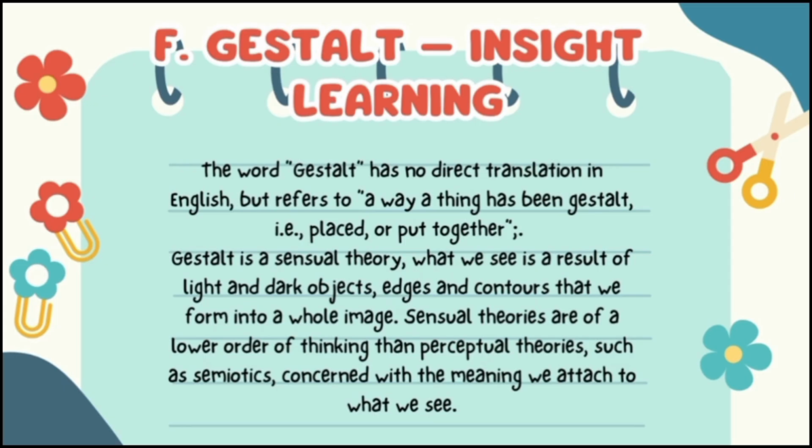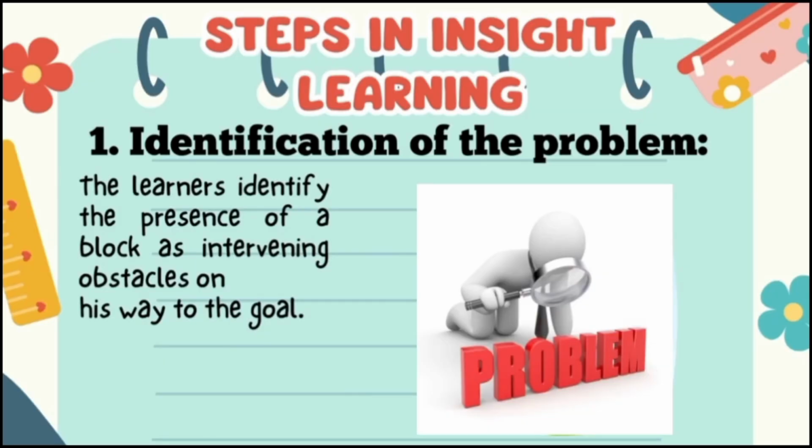So there are 7 steps in insight learning. First, we have the identification of the problem. The learner becomes aware that there is a problem or an obstacle preventing them from reaching their goal. This recognition motivates the learner to look for a solution. For example, a student wants to print a project but realizes the printer has no ink.